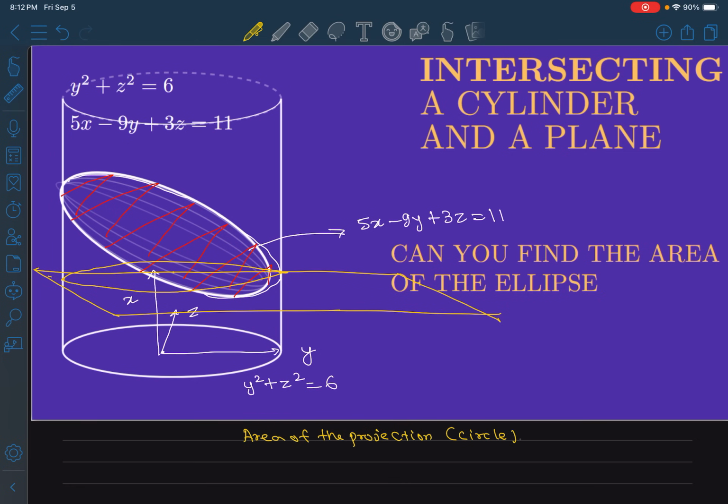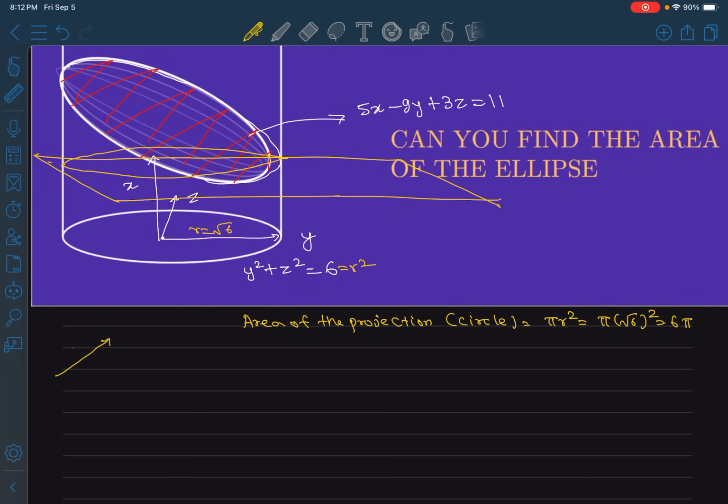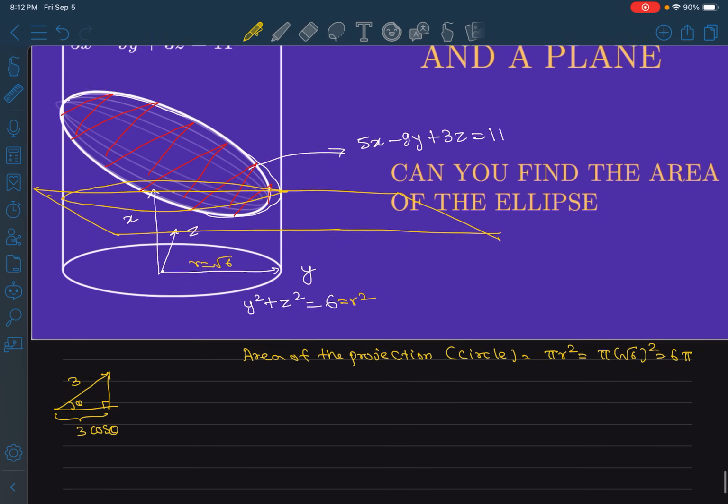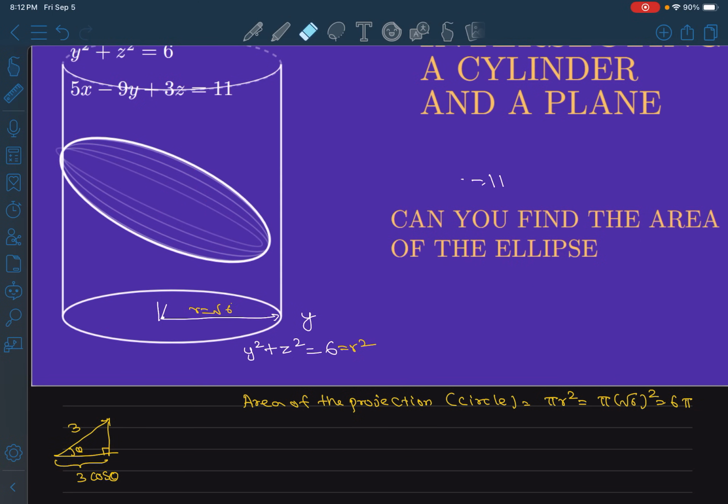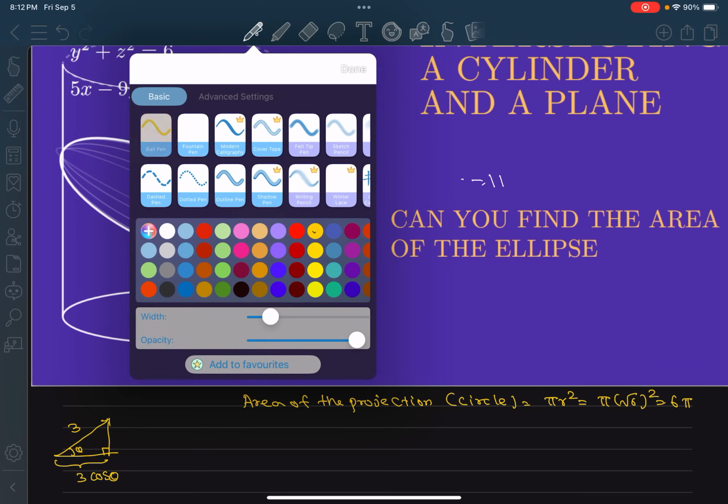Because the radius over here is just root 6, because this should be r squared. So the area of the projection will just be pi r squared, so pi root 6 squared, 6 pi, right? Now this can be used to find the area of the ellipse, and this is actually pretty interesting. Just like how, let's say if this line has length 3 and this is angle theta, then this projection has length 3 cos theta. Similarly over here, let me erase a few things before I draw it again, because otherwise it won't be clear.